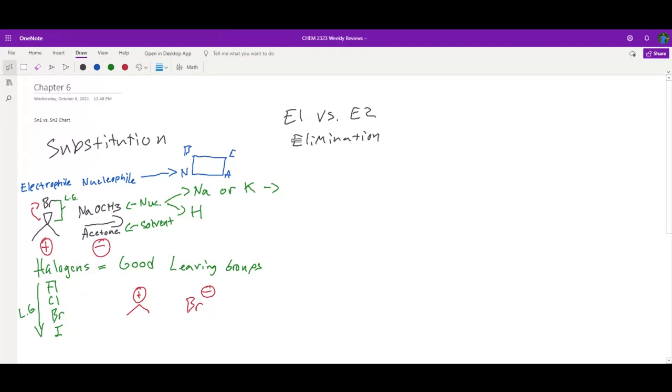It is going to be a strong nucleophile. Okay, if your nucleophile contains a hydrogen, it is going to be a weak nucleophile. Okay, so sodium and potassium, if you go back to general chemistry, are strong electrolytes.